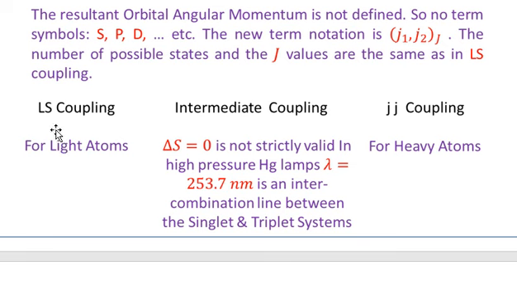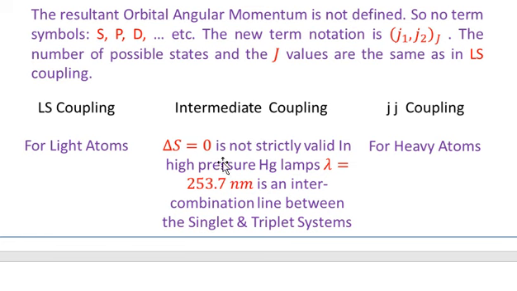So here I am going to give you the LS coupling and the JJ coupling. These are the extreme cases: LS coupling on the left hand side, JJ coupling on the right hand side. LS coupling is applicable to lighter atoms, and JJ coupling is applicable to heavier atoms. Of course, there is also some intermediate range, in which neither the LS coupling nor the JJ coupling is applicable. So different couplings will be applicable in different ranges. If I find appropriate time, I shall discuss those intermediate couplings also.